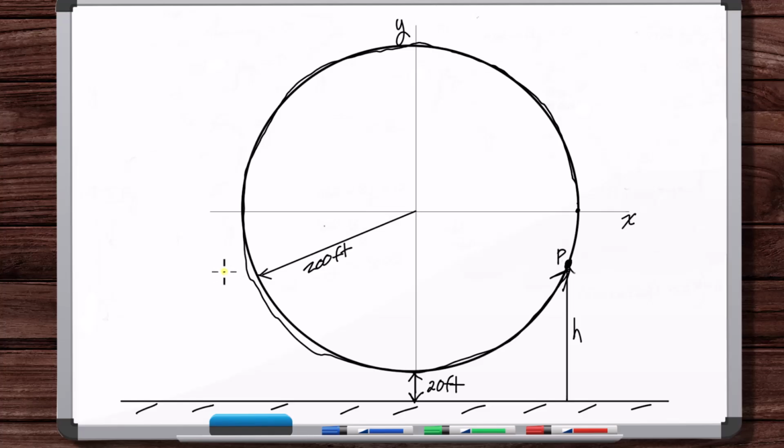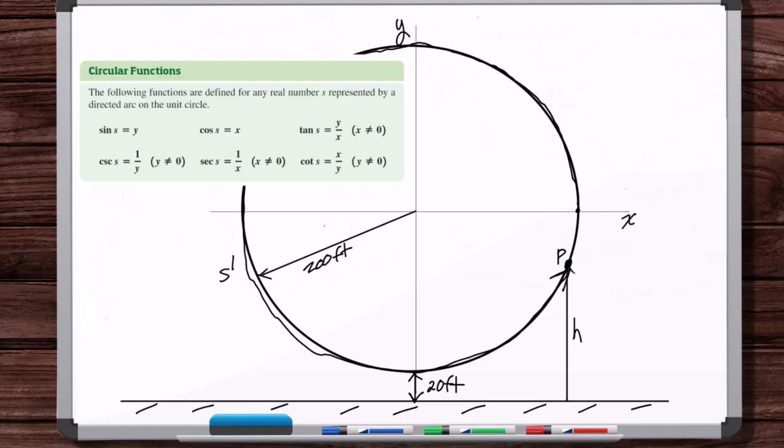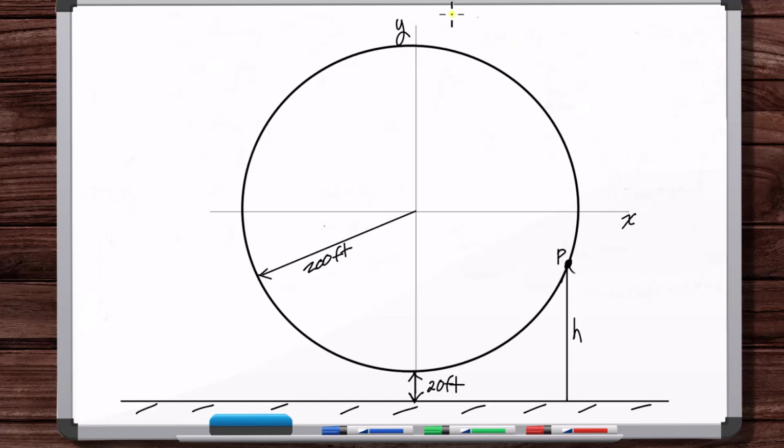And actually, we're going to call that S prime. And why? Because it's not the same. The S here, these S's that you input into the circular functions, correspond to the unit circle. And in fact, so are these X and Y coordinates. So let me update this. We'll call this X prime and Y prime. And then you've got S prime.